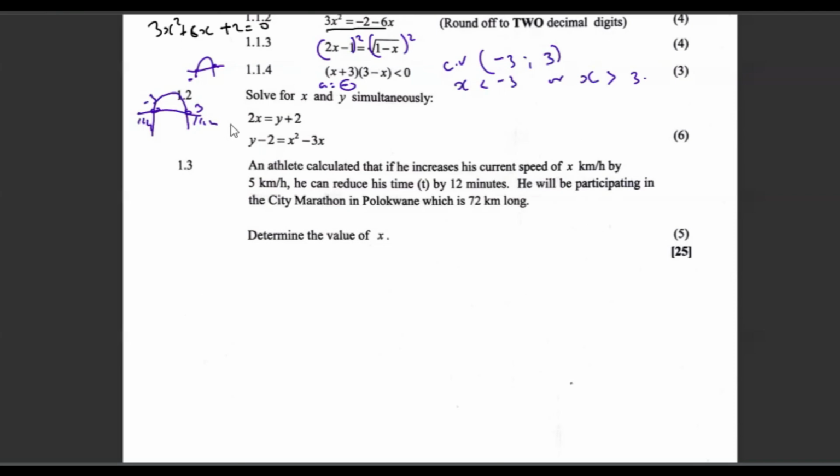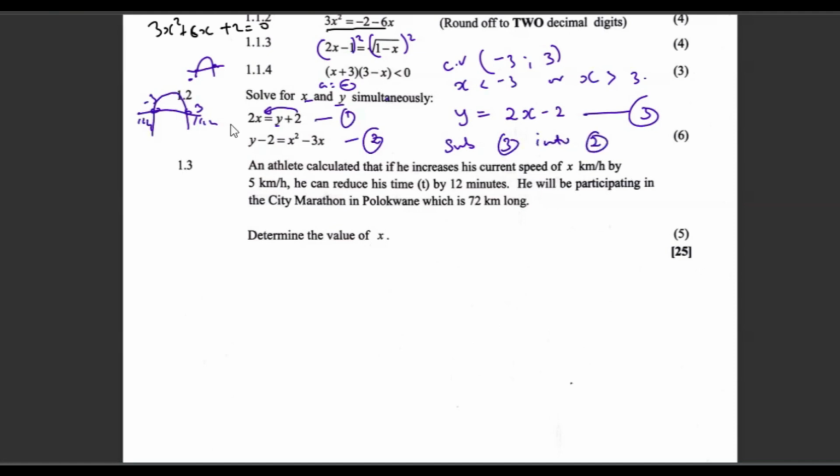And then 1.2. They want us to solve for x and y simultaneously. So we call this equation 1, and we call this equation number 2. Equation 1 is the linear equation. Let's make something the subject. Y can be easily made the subject. Let's move the 2 that side, which means y is going to be the same as 2x minus 2. Let's call that equation 3.